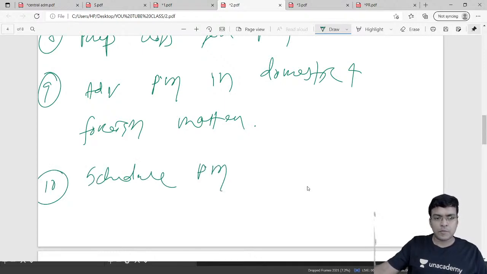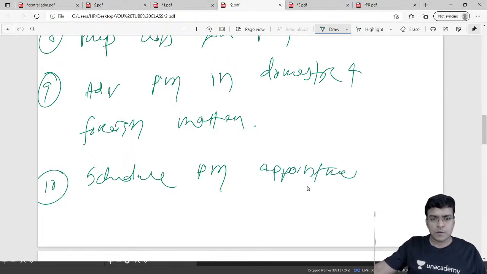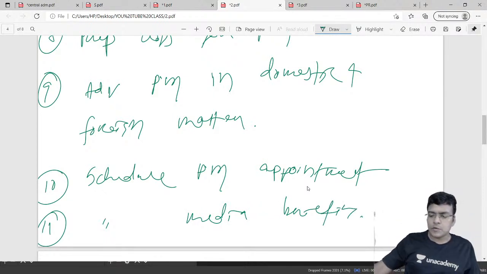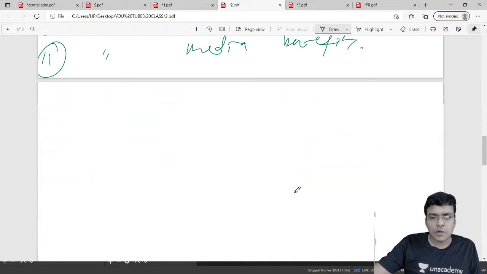Schedule the PM's appointments. Schedule media briefings. So this is all about the principal secretary to the PM, the principal secretary to the PMO.